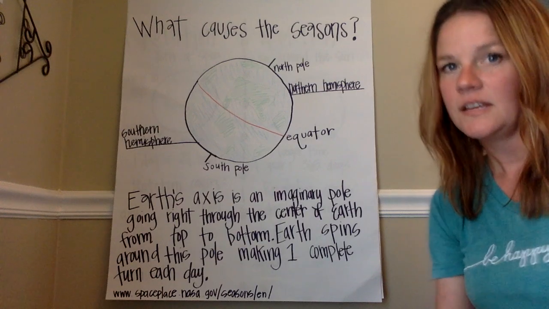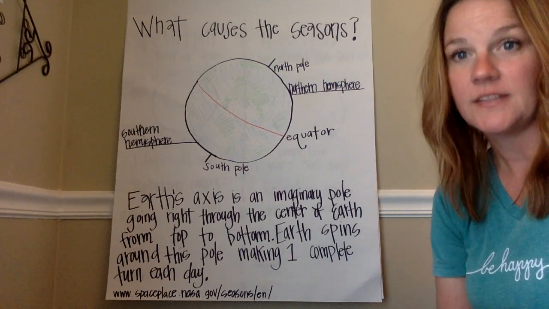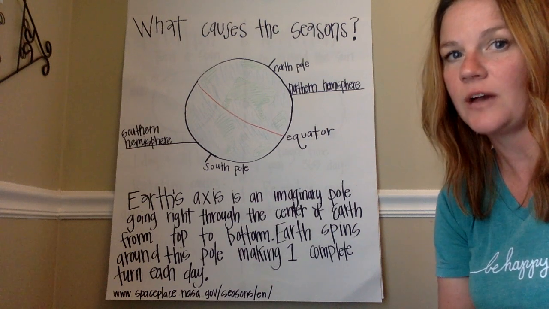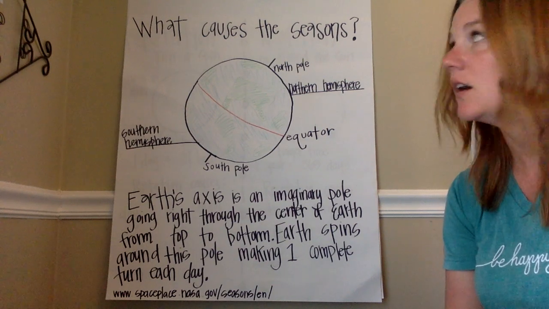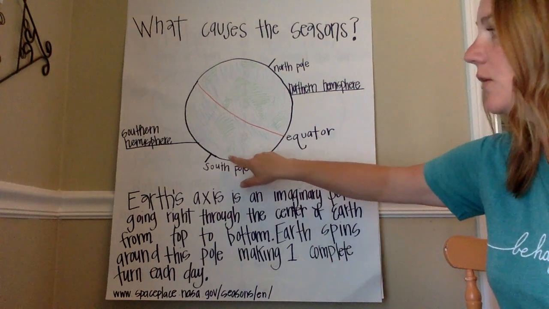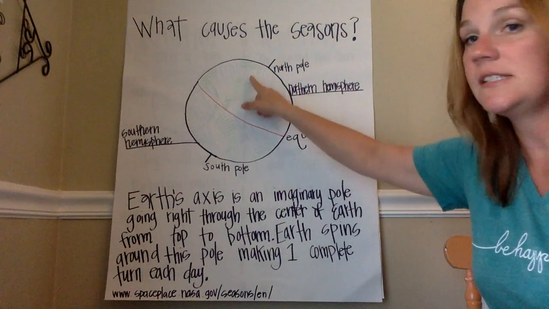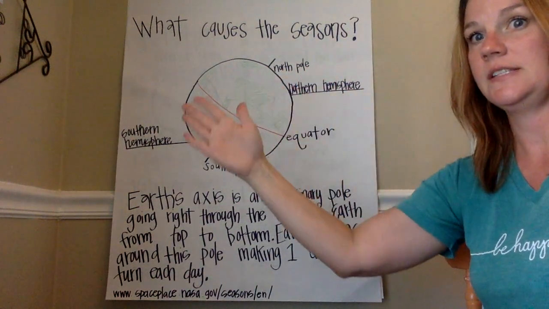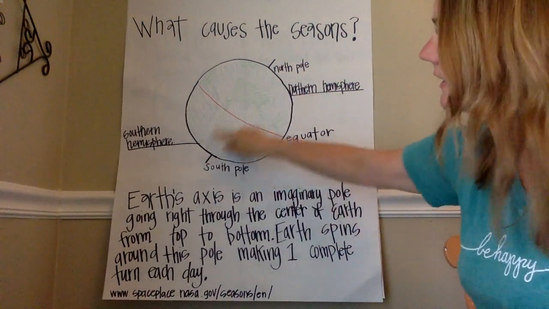Hey guys, in science this week we're going to be talking about the seasons. So there's a few things we need to talk about before we talk about what actually causes the seasons. So first we need to know that the Earth does not sit straight up and down. It sits on its axis like this.